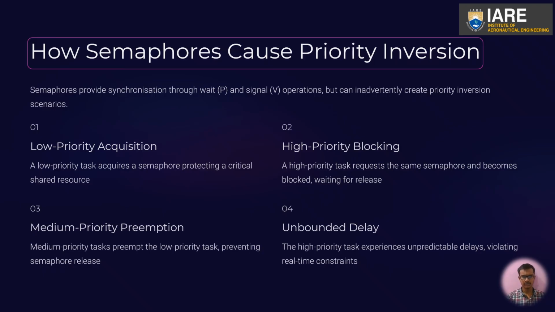Low priority acquisition: a low priority task acquires a semaphore protecting a critical shared resource. High priority blocking: a high priority task requests the same semaphore and becomes blocked, waiting for release. Medium priority preemption: medium priority tasks preempt the lower priority task, preventing semaphore release. Unbounded delay: the high priority task experiences an unpredictable delay, violating real-time constraints.